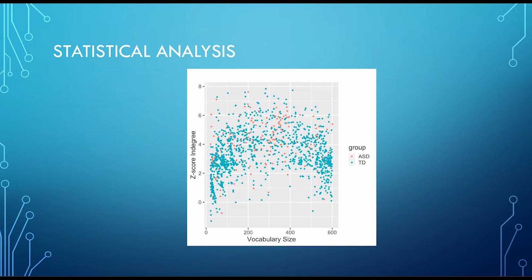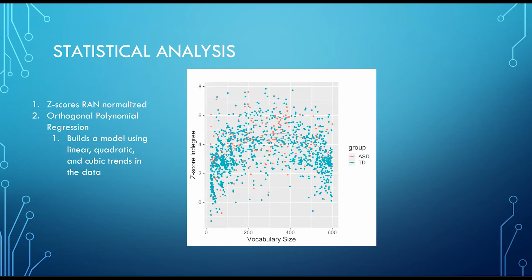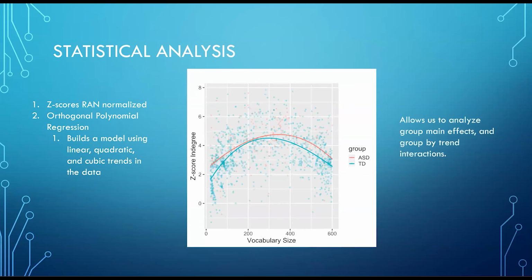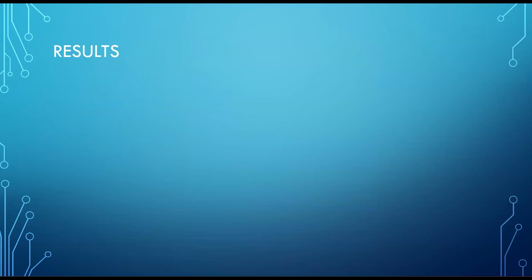As I mentioned on the previous slide, we computed z-scores for each individual's network statistics using the vocabulary size and composition standardized random acquisition networks to normalize. We use these scores to run an orthogonal polynomial regression where we built a model based on linear, quadratic, and cubic trends in the data. This allowed us to measure group effects as well as differences in the group's trajectories over vocabulary size for each statistic.